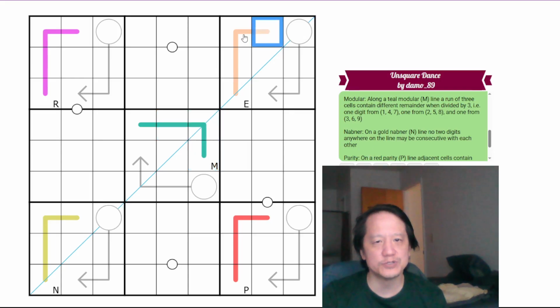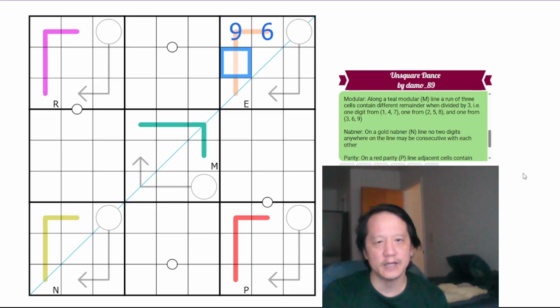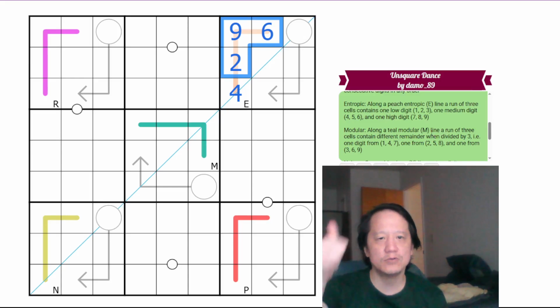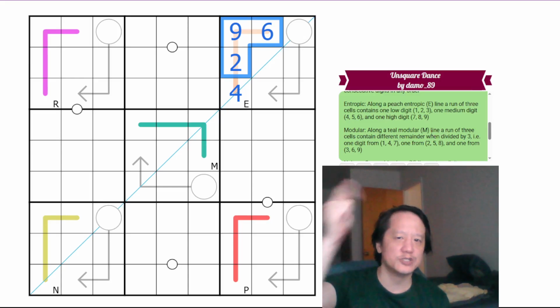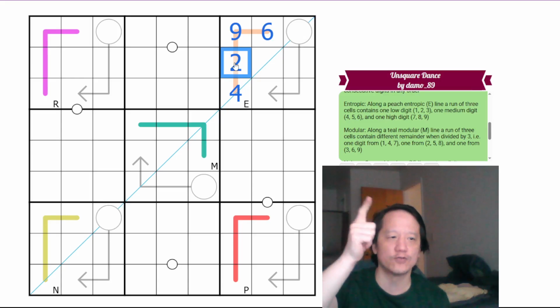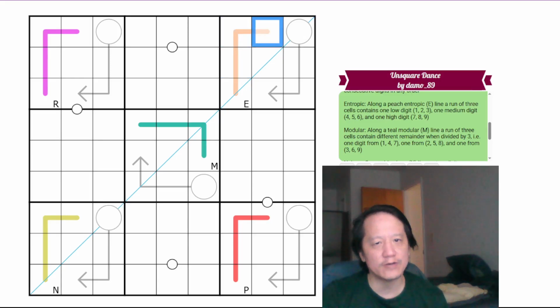Let's give examples of the entropic line. We could have something like 6, 9, 2, and this would be 4. So that could be valid, because this set of 3 digits has 1 low digit, 2, 1 medium digit, 6, and 1 high digit, 9, and so does this set of 3 digits. We have a 2 for the low, 4 for the middle, and 9 for the high. So that's an example of how entropic lines work.